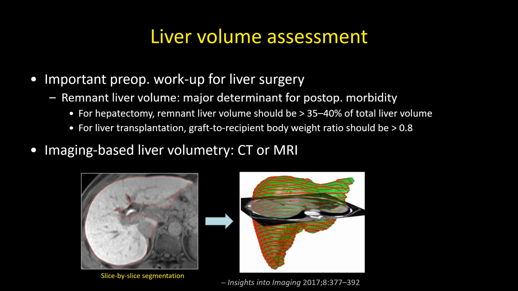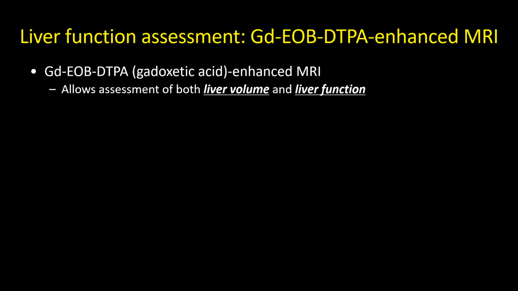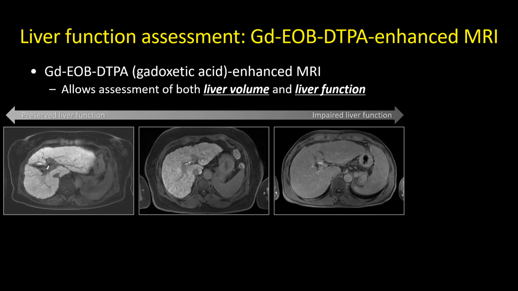Liver volumetry has been performed by slice-by-slice segmentation on cross-sectional images such as CT and MRI. By using Gadoxetic acid-enhanced MRI, we can assess not only liver volume but liver function. Liver function is reflected on hepatobiliary phase MR images and therefore allows assessment of both liver volume and function.